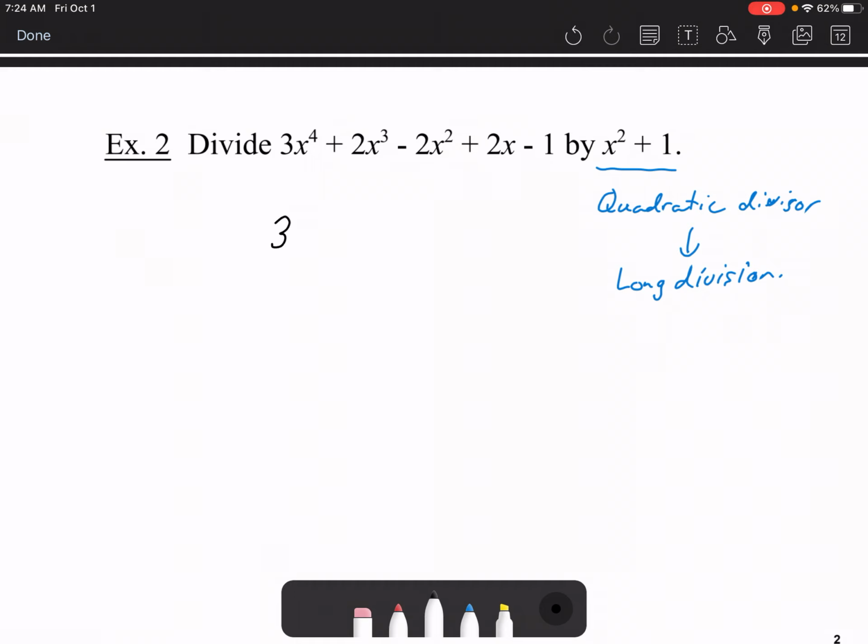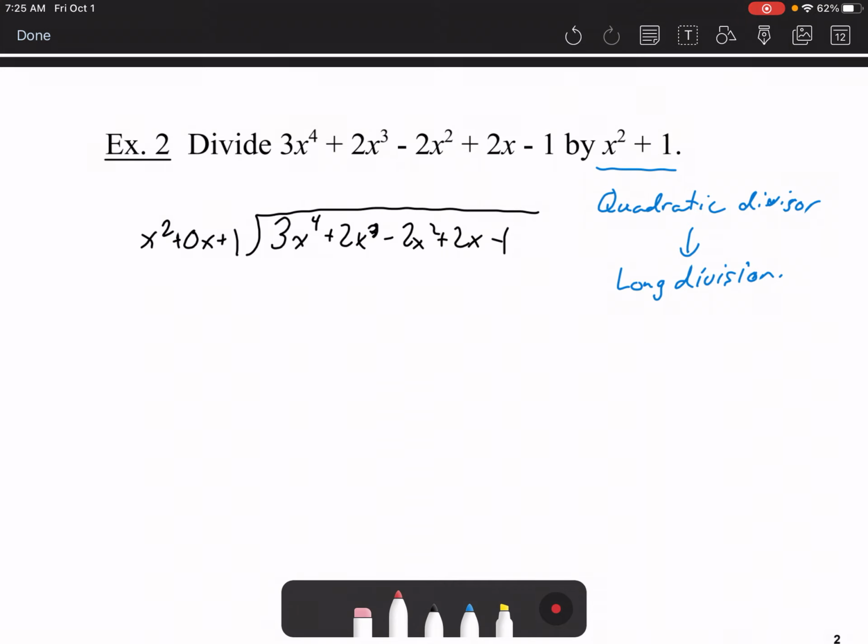We start out by writing the dividend, which is 3x to the 4 plus 2x cubed minus 2x squared plus 2x minus 1. We put our division sign. We put our divisor over to the side here, x squared plus 1. I suggest if you don't have a term showing, actually write a 0 in place of its coefficient. So in this case, x squared plus 1 changes to x squared plus 0x plus 1. And now we go through our division. So let me show you how we work out our division.